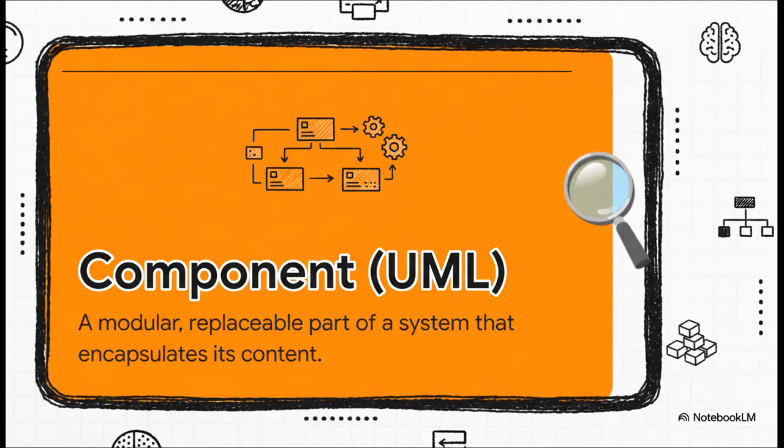So yeah, this is the formal textbook definition. But what does it actually mean? Well, a component is just a self-contained part of the system that has one specific job. It hides all of its own complexity.